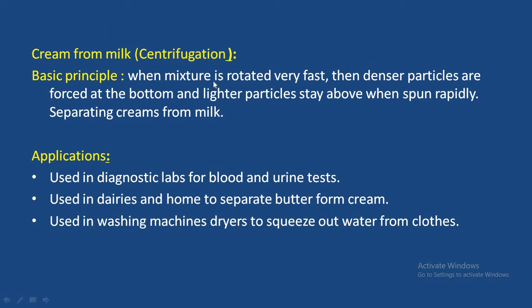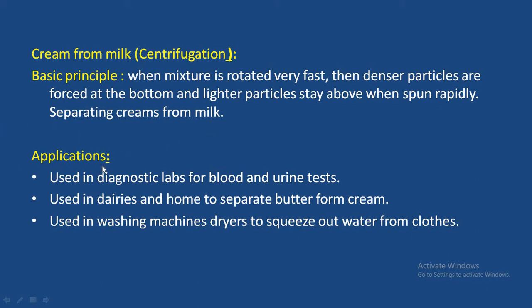And the principle: when the mixture is rotated very fast, the denser particles, meaning heavy particles, are forced to the bottom, and the lighter particles will be placed at the top. When the machine is spun at very high speed, in this way the cream can be separated from the milk. Cream is lighter than the milk.